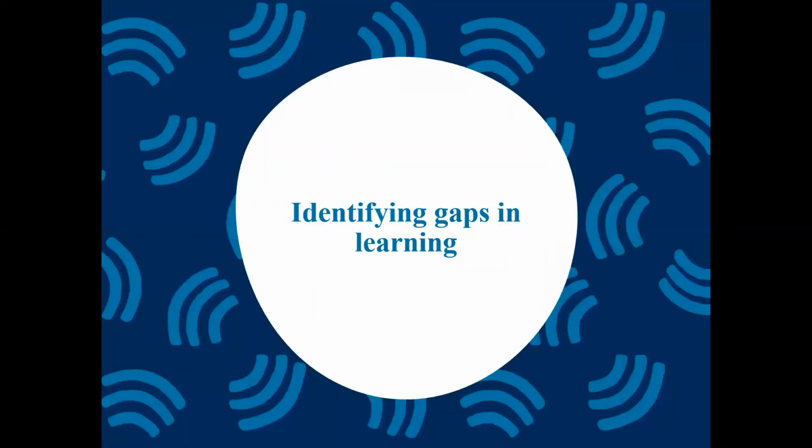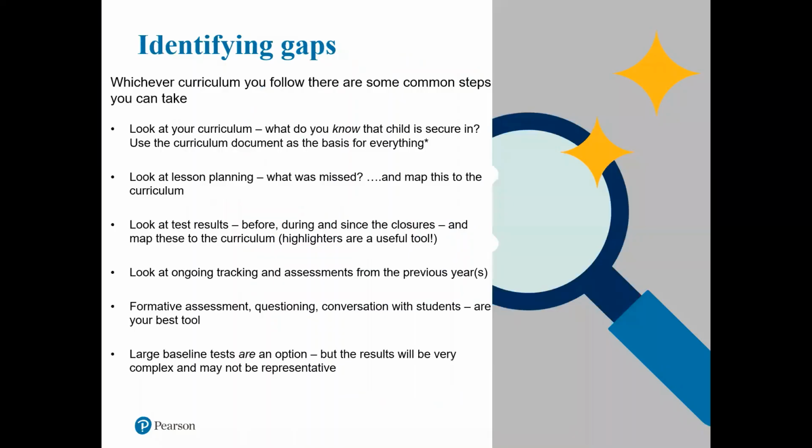So firstly, we're going to have a look at how to identify the gaps in learning. This is a summary slide of the things we're going to go into a little more detail about. Many of the ideas here are simple, but the application of them requires a lot of dedication. And it's likely there's no one-size-fits-all approach from subject to subject, or even from student to student. Whatever curriculum you do follow, these are the common steps you can take. And of course, they're not the only steps. You may well have your own ideas and own methods as well.